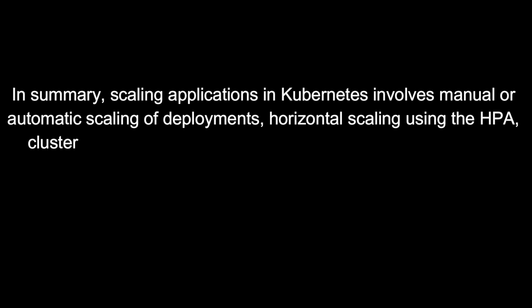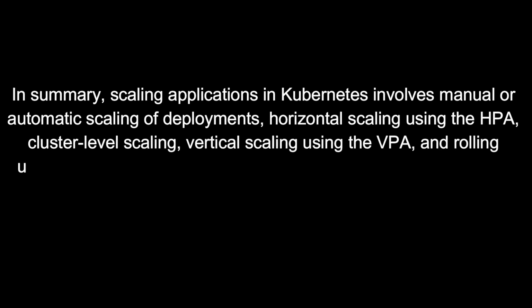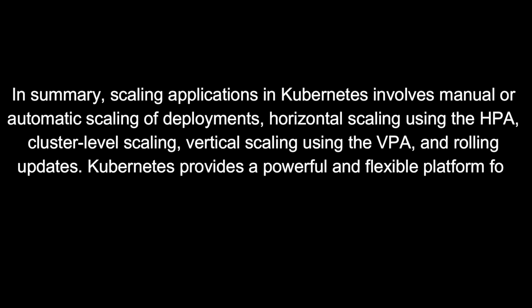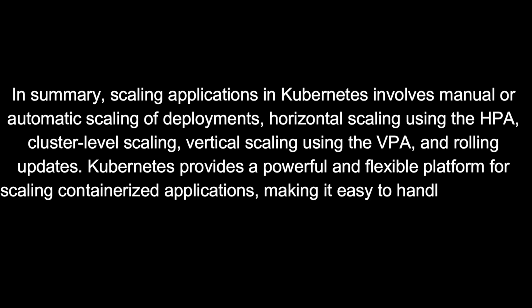In summary, scaling applications in Kubernetes involves manual or automatic scaling of deployments, horizontal scaling using the HPA, cluster-level scaling, vertical scaling using the VPA, and rolling updates. Kubernetes provides a powerful and flexible platform for scaling containerized applications, making it easy to handle increased traffic and load.